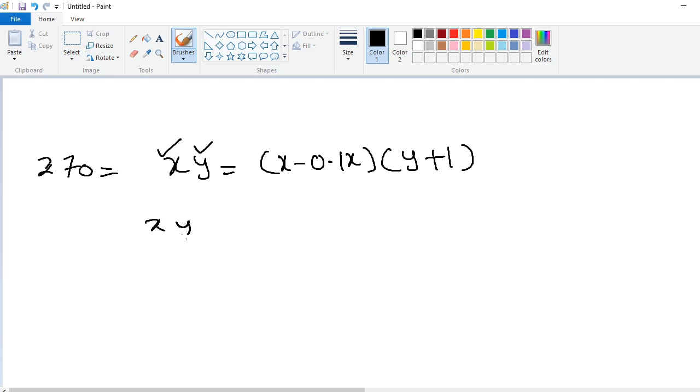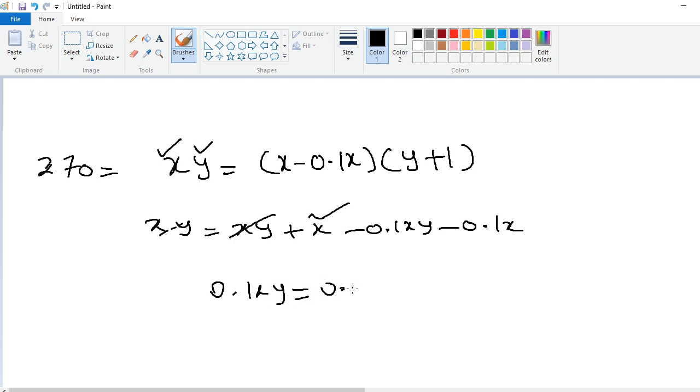So xy is equal to xy plus x minus 0.1xy minus 0.1x. Here xy cancels. Finally we get 0.1xy is equal to 0.9x. So x and x cancel, y is equal to 0.9 by 0.1, obviously it is equal to 9.